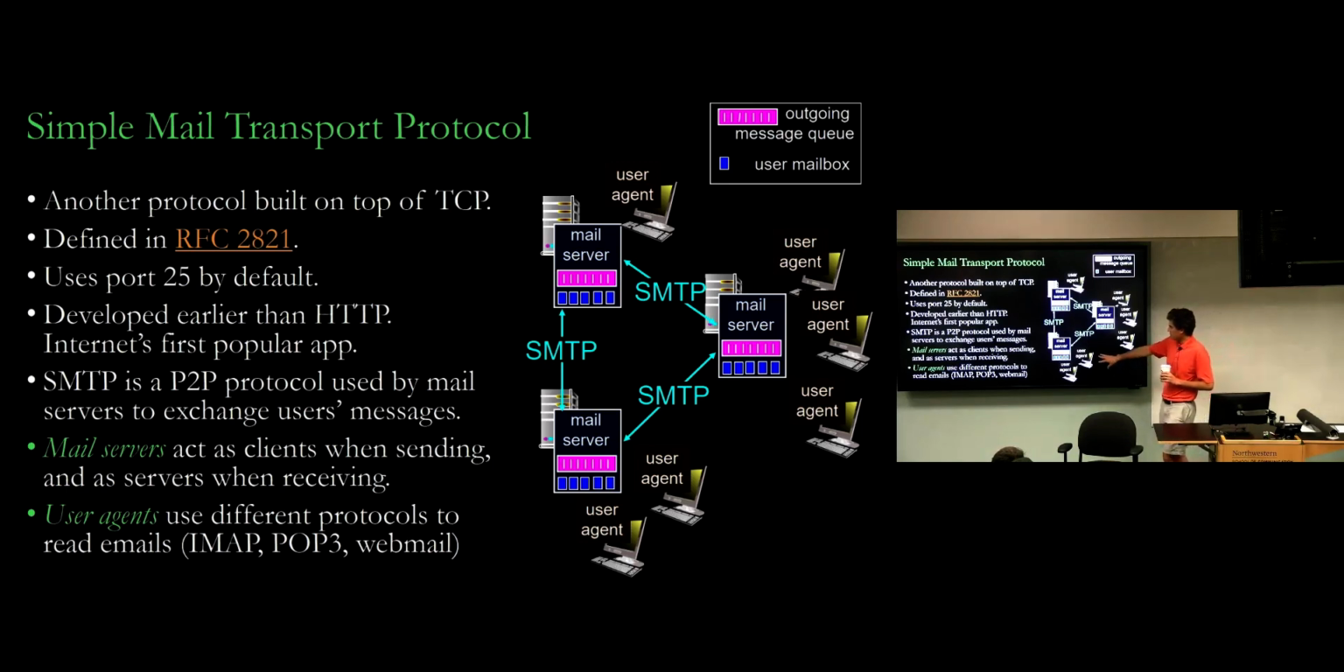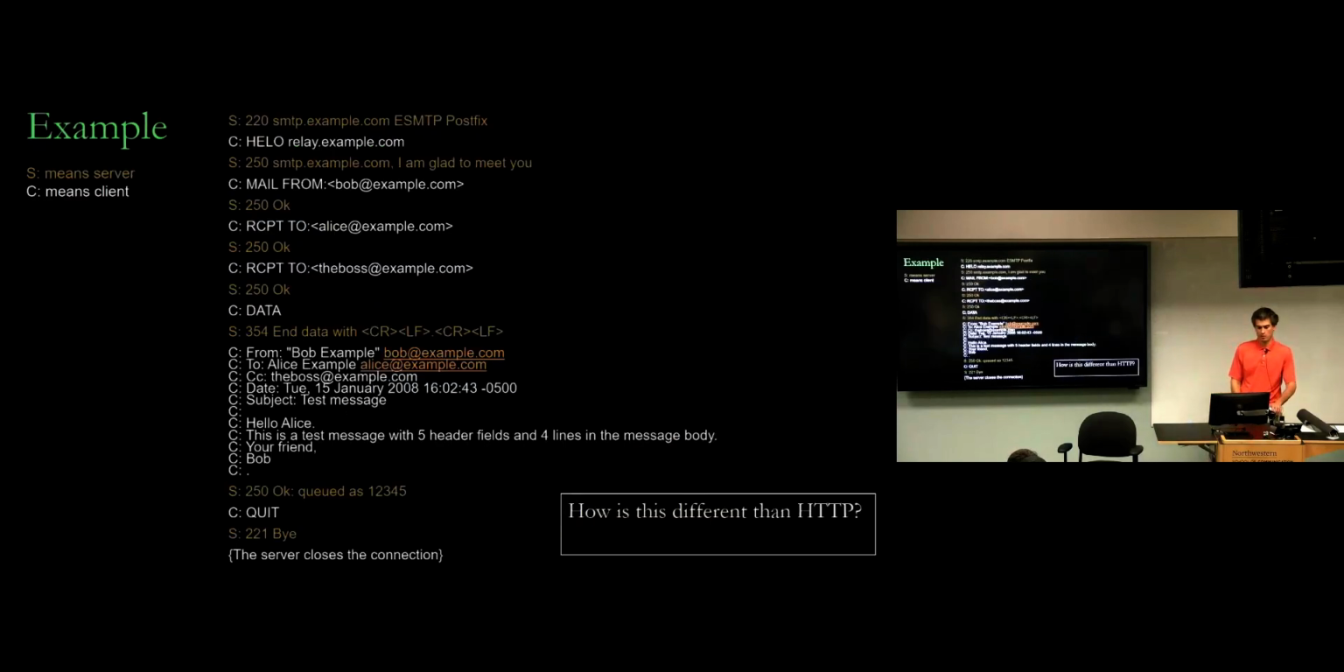User agents, the actual people who are using email, have different programs that use different protocols to access mail, and will just send mail that uses the same SMTP protocol. But among the mail servers, SMTP is used to exchange mail. So this is quite different than HTTP. It was invented a lot earlier. It's a lot simpler.